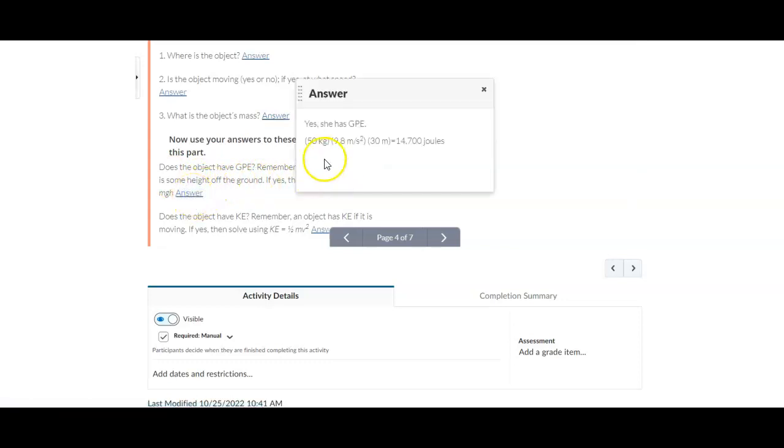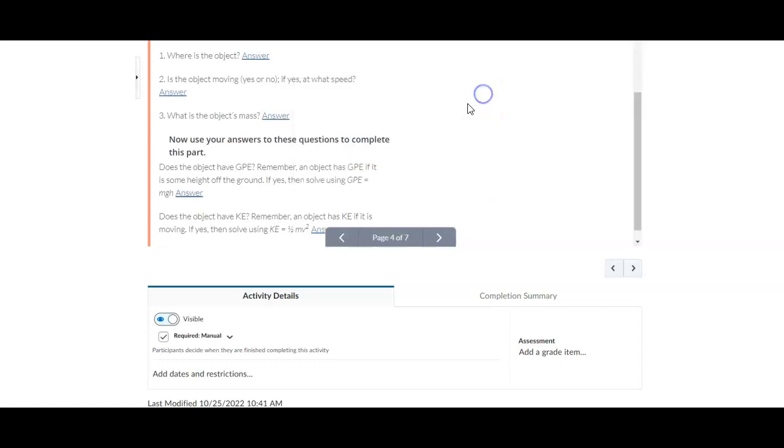So we're able to plug in 50 times 9.8 meters per second squared times 30 meters, which is 14,700 joules. So we're plugging in all of those things we were given, and the answer is the same as before. So nothing's changed there.